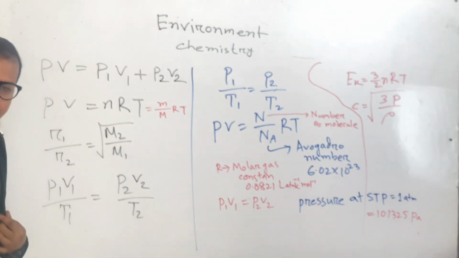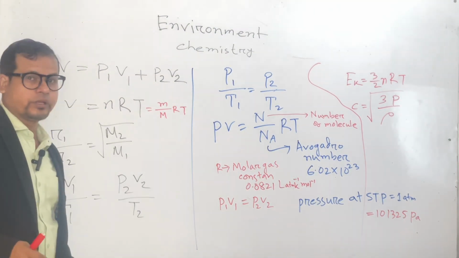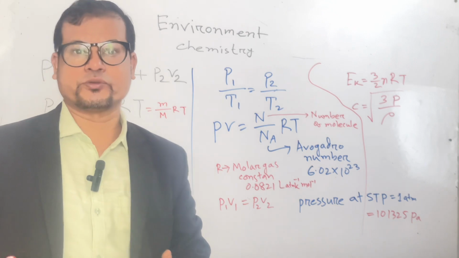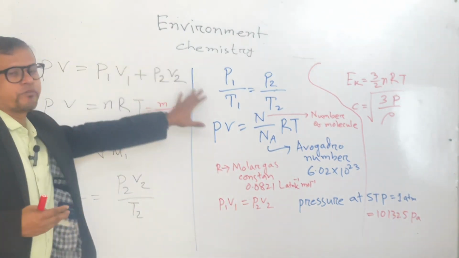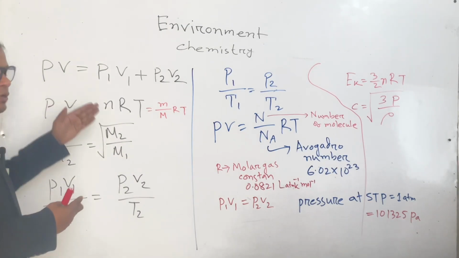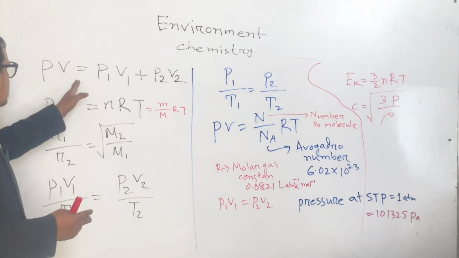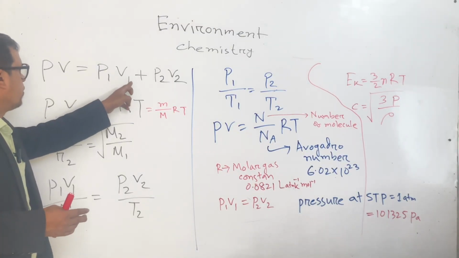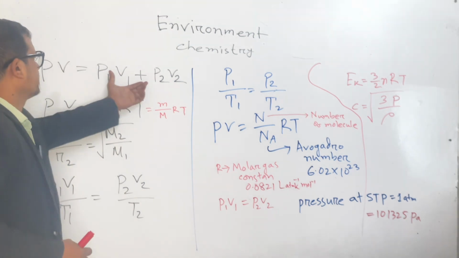That means if the question gives us pressures P1, P2, we can't do it normally by addition. We have to do it by this formula. If we apply this formula, PV equal to P1V1 plus P2V2, then we can find the total pressure. These are partial pressures.